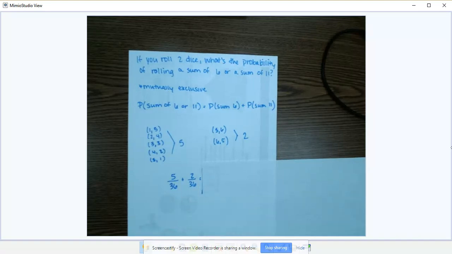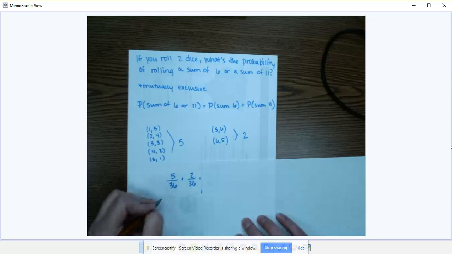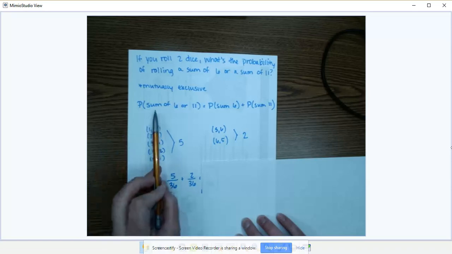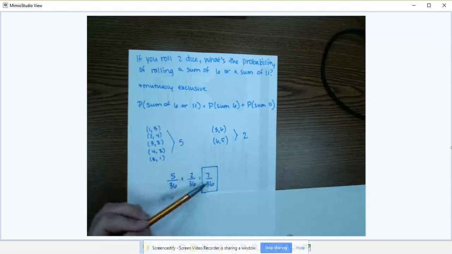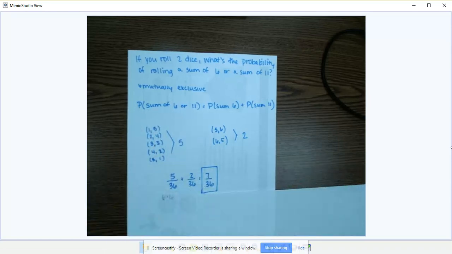And we get that by taking the 6 options on our first dice times the 6 options on our second dice. Okay, so 6 times 6 gives us that 36. So our probability of sum of 6 or 11 comes out to be 7 over 36.